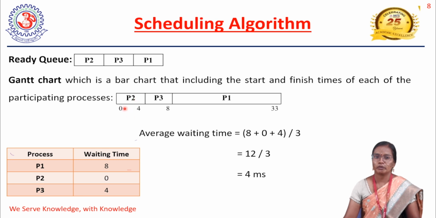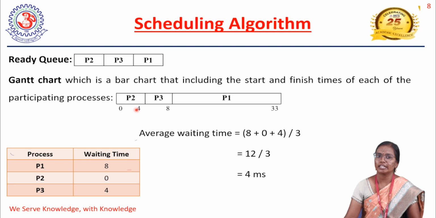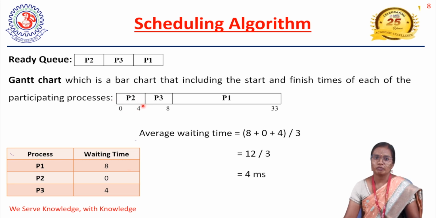Now the P2 process will be admitted into the CPU. At that time the time is 0. P2's burst time is 4 units, so for the next 4 units of time P2 will execute. After completion of P2, the second process available in the ready queue is P3. So P3 will be admitted into the CPU for the next 4 units. So 4 plus 4, 8. At the 8th unit of time, process P3 will be completed.